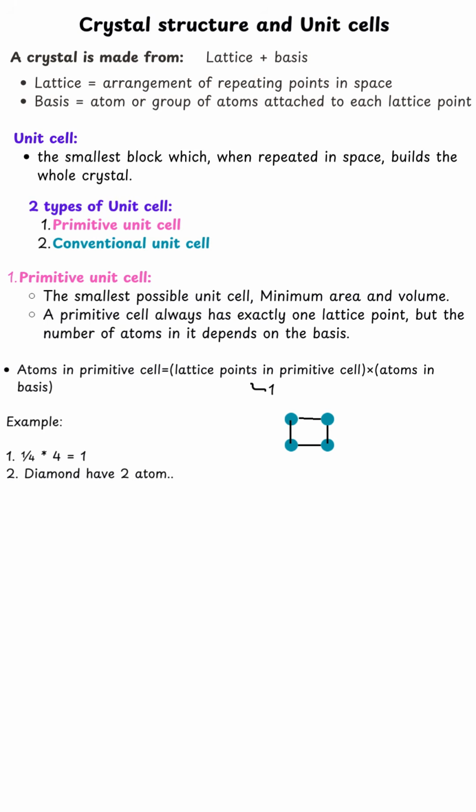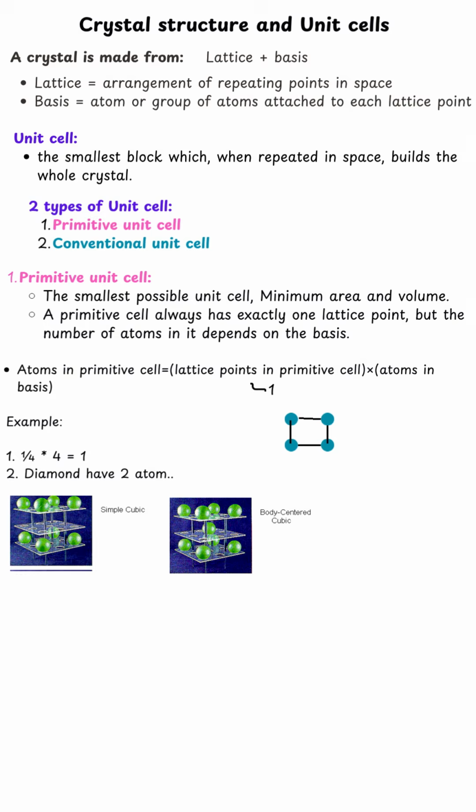And other 3 structures are simple cubic, body centered cubic, and base centered cubic. Simple cubic has 1 atom at each corner, body centered cubic has 1 extra atom in the center, and base centered cubic has 1 extra atom at each base.